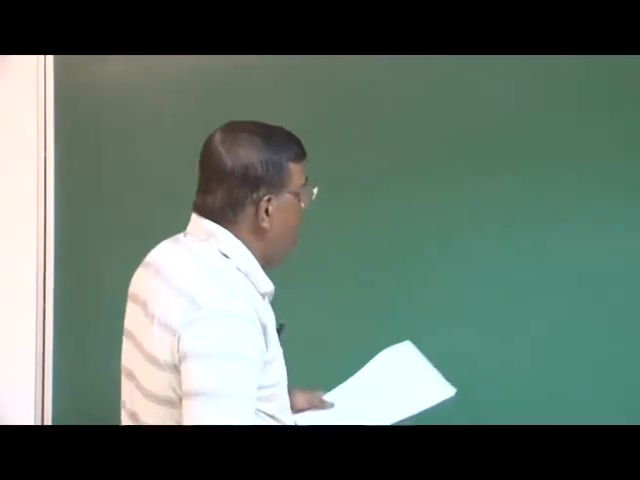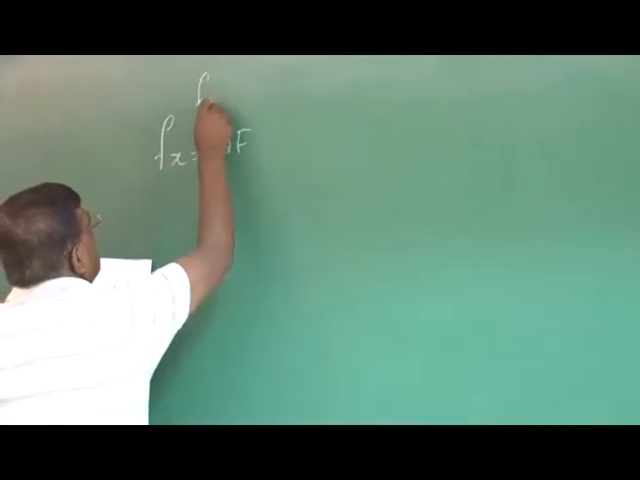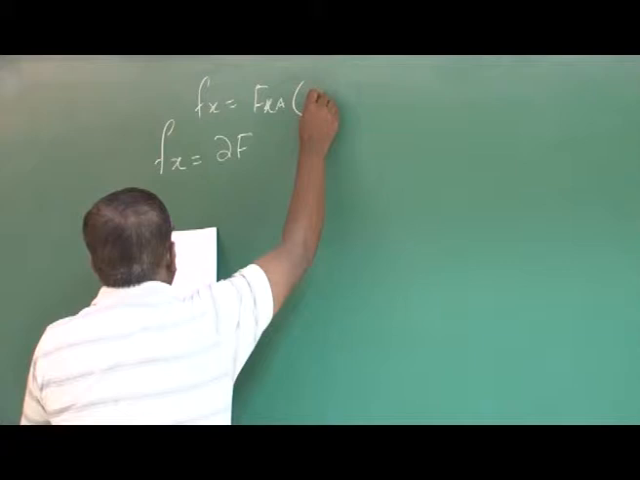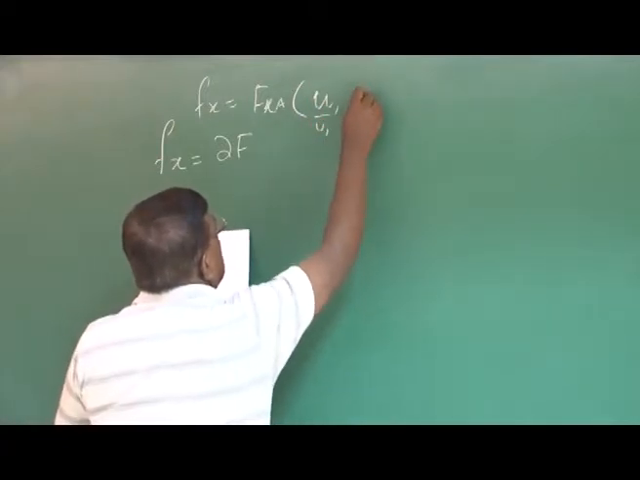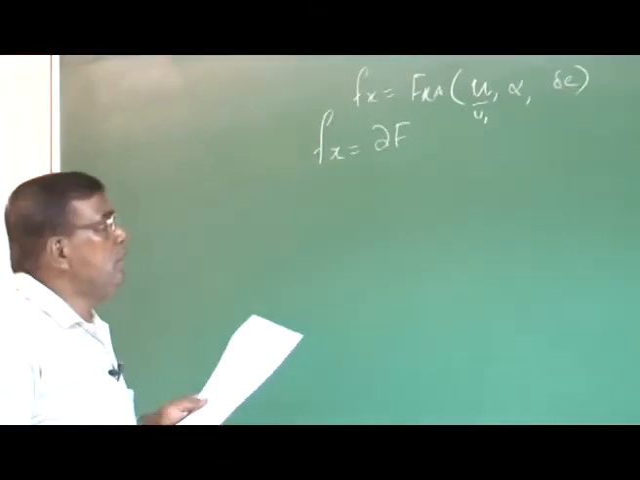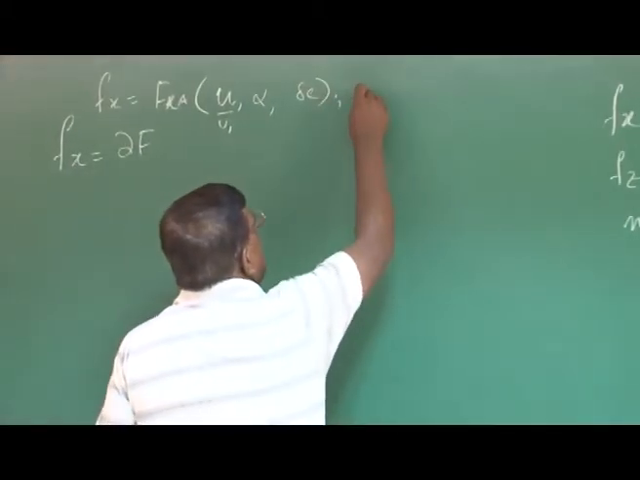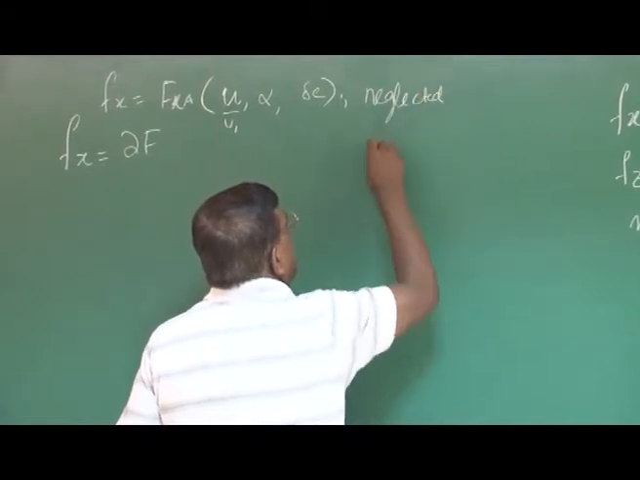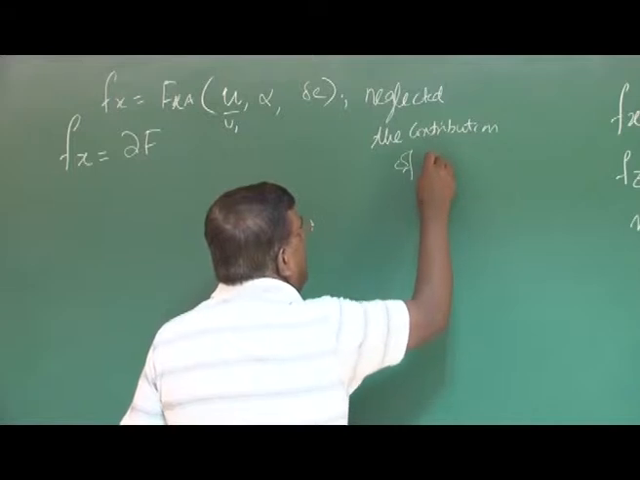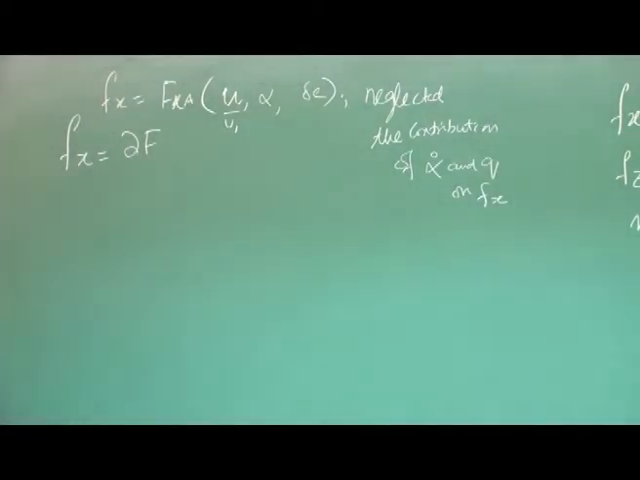So for that, what we did, we started writing fx as a function of, let us say, u by u1, alpha and delta E. That means we have neglected the contribution of alpha dot and q on the perturbed aerodynamic force fx. This should be very, very clear.